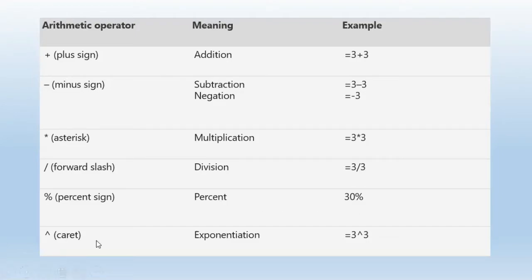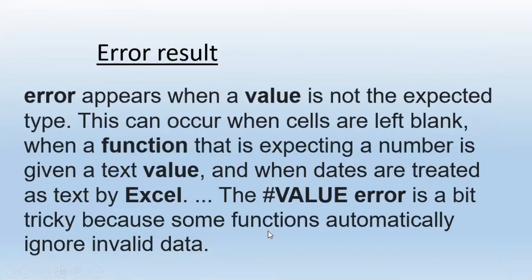Then we have the percentage sign, which is very similar to mathematics. Then we have the caret. The caret shows the exponent. Exponent means, for example, the power of 2 is 2 multiplied by 2. We use the exponent sign in mathematics, and in MS Excel we also use the exponent sign, but this sign is called a caret in MS Excel. It's not a carrot, that is the name of the vegetable. It's a caret, CARET. Okay.